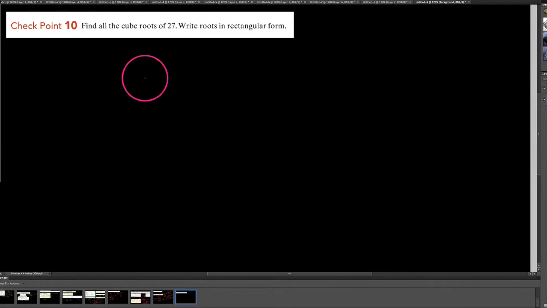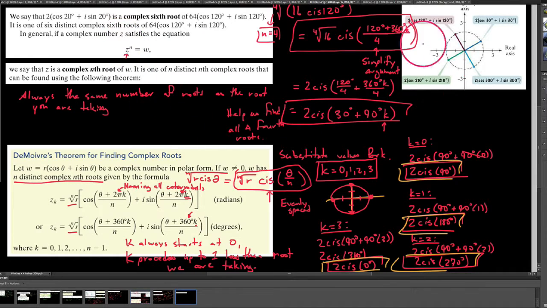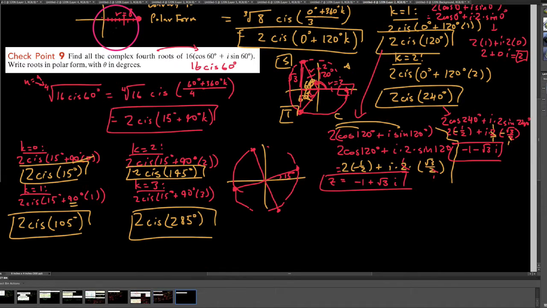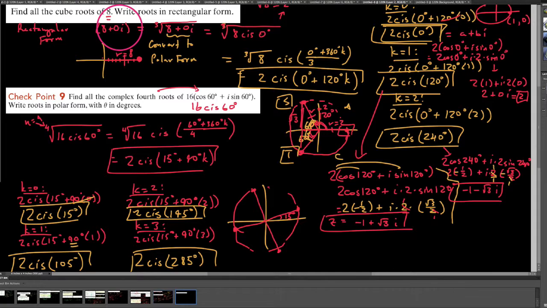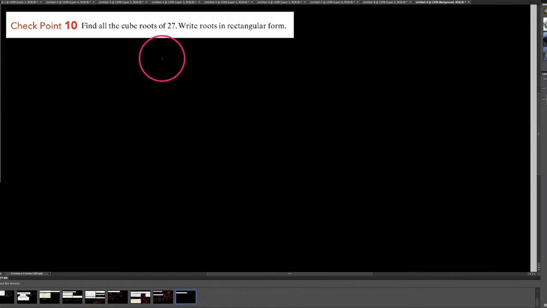And so for the last part of this, what I want you to try is to find all cube roots of 27 and write your roots in rectangular form. This is just another example that looks like this first one here, where we found all cube roots of 8. Use that as an example. Go ahead and give it a shot. When you're ready to see the solutions, go ahead and hit play on your video here.